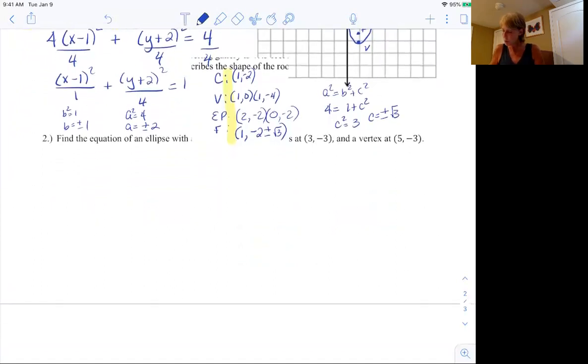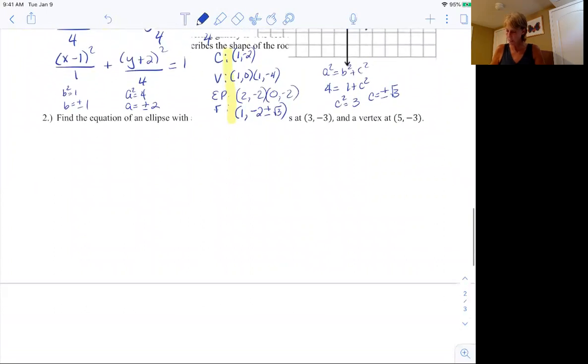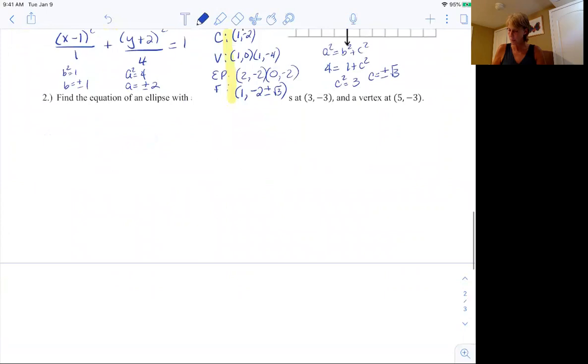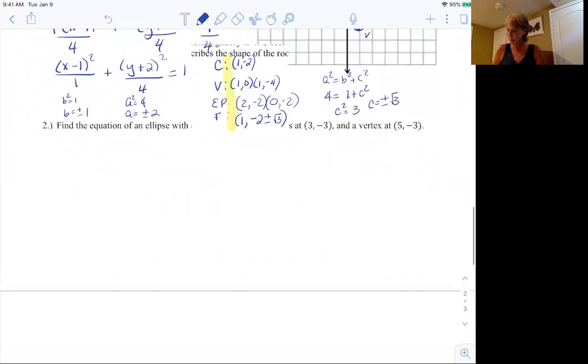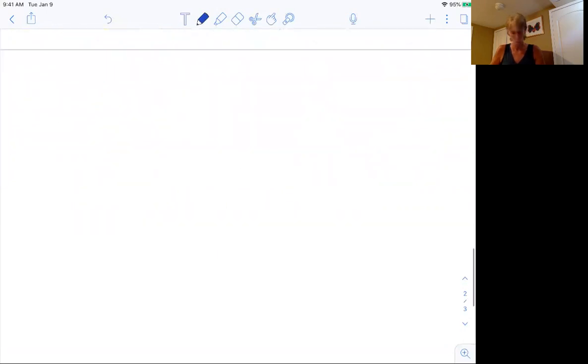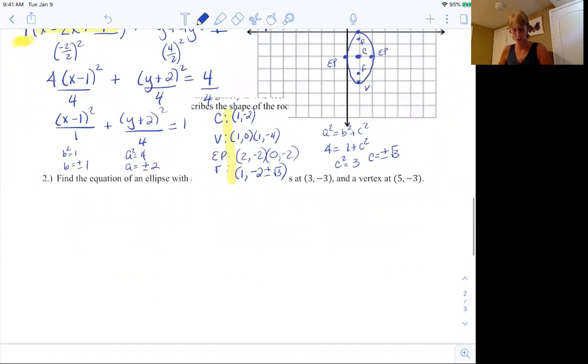Uh-oh. Find an equation. Something happened to my copy. Did I cut that? I'm not sure if your copy is bad, but basically the directions I have say, find an equation.